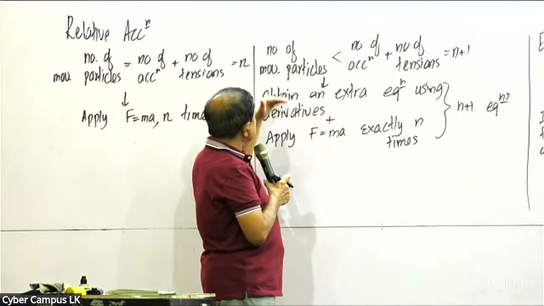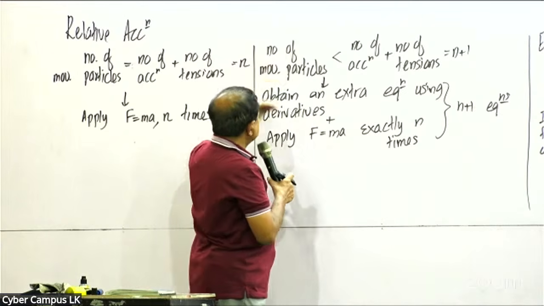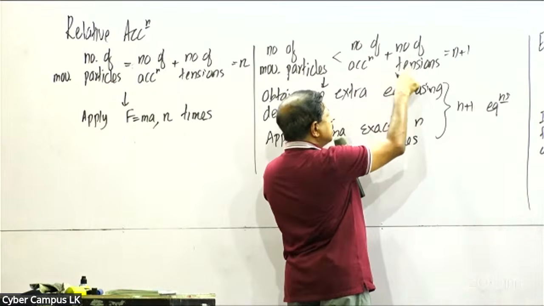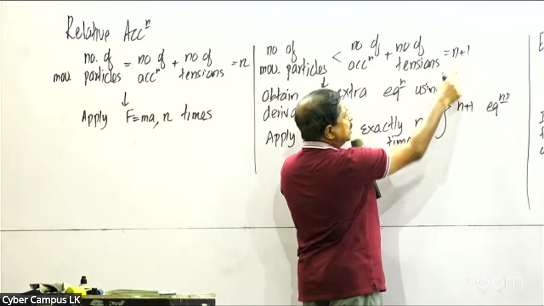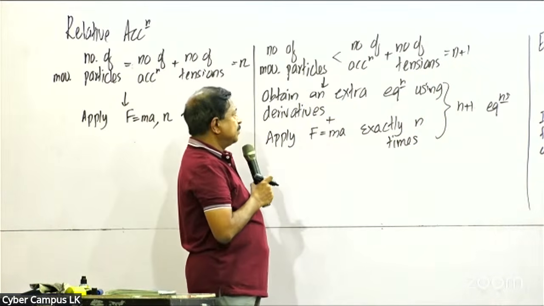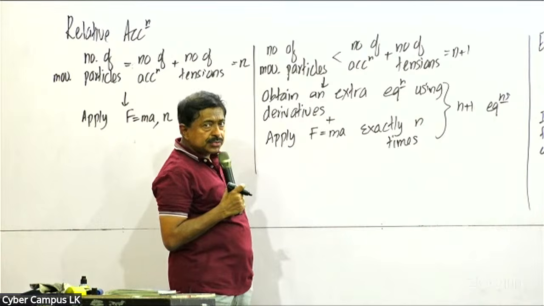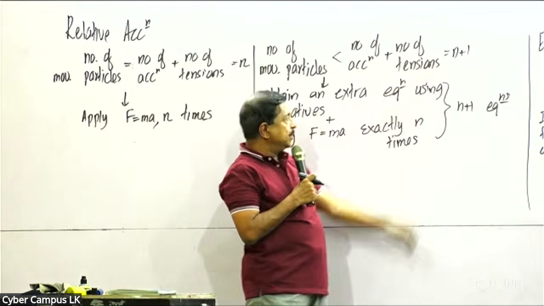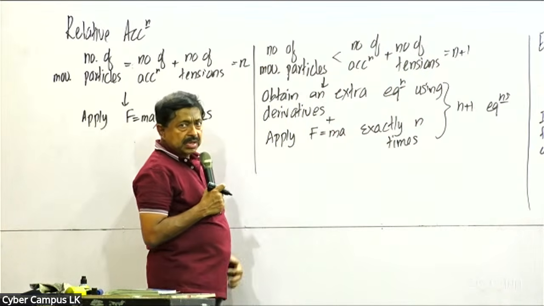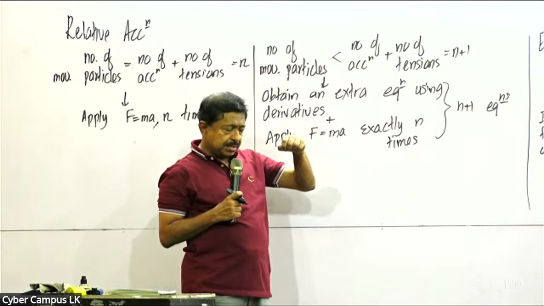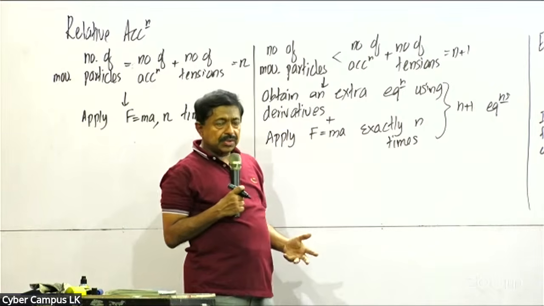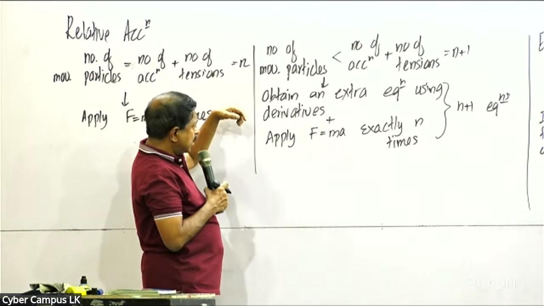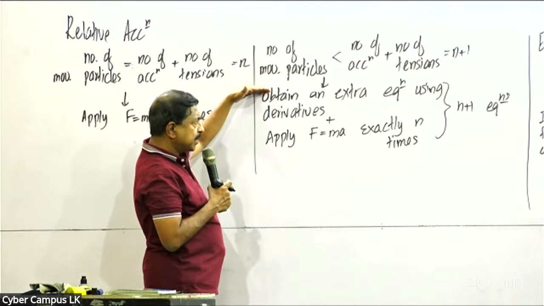The second type is this. Say the number of moving particles is n, so the number of equations is n. However, the number of accelerations plus tensions is just one above that, n plus 1. Therefore, you don't have enough equations to solve them, because you have n equations and n plus 1 variables. So you need an extra equation. In fact, one extra equation is hidden, but we cannot see it. Therefore, you have to use derivatives to find an extra equation.